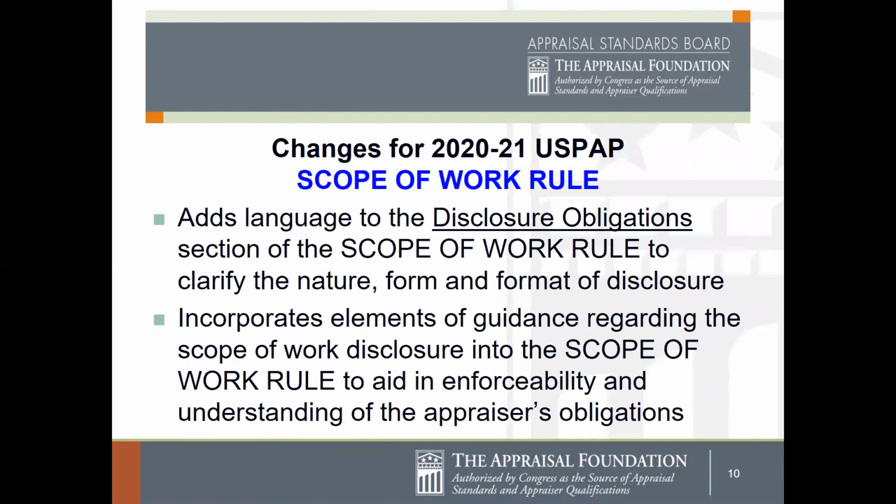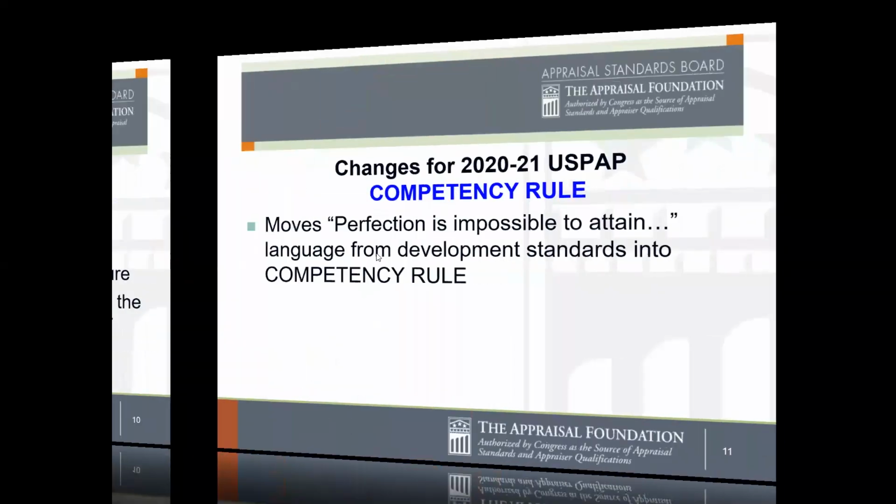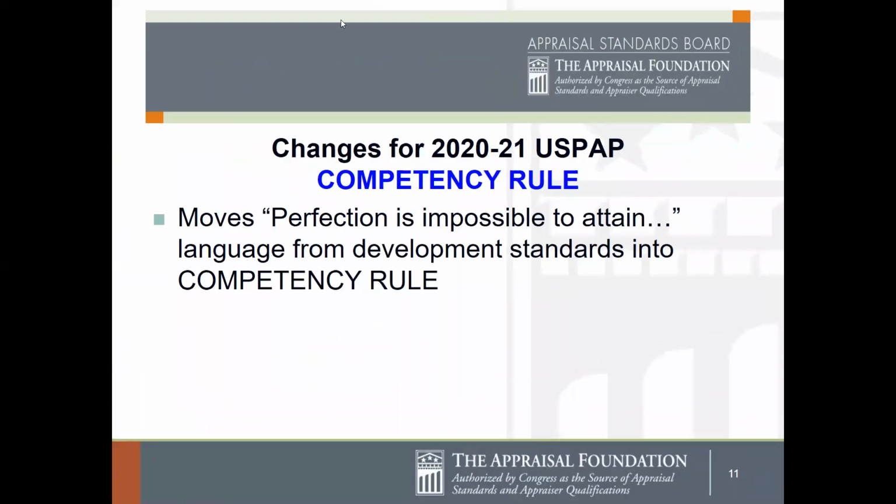Thank you, Wayne. Another change that was made involves the competency rule and some language that most appraisers recognize. That phrase about perfection being impossible to attain. Can you tell us a little bit more about what was done there? Certainly. The comment which begins, perfection is impossible to attain and competence does not require perfection, currently resides in the development standards rules. So those are the odd numbers 1, 3, 5, 7, 9.